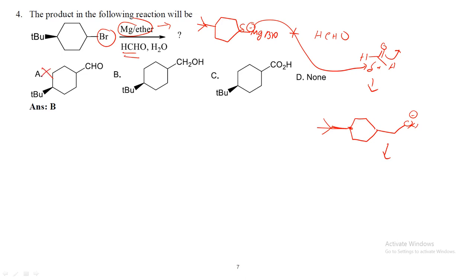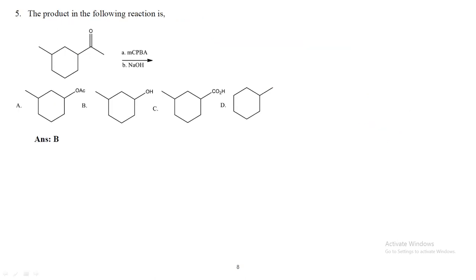So let's see. It is an oxidized version, not correct. Primary alcohol should be the right option, and this is CO2H, also not correct. So the right answer should be B. So in this way, you can solve this one, and you want to make sure that after generation of the Grignard, when the formaldehyde is added, H2O should not be there. If it is there, the Grignard would be quenched, and it would convert it to a normal alkane type molecule. So this should be considered.